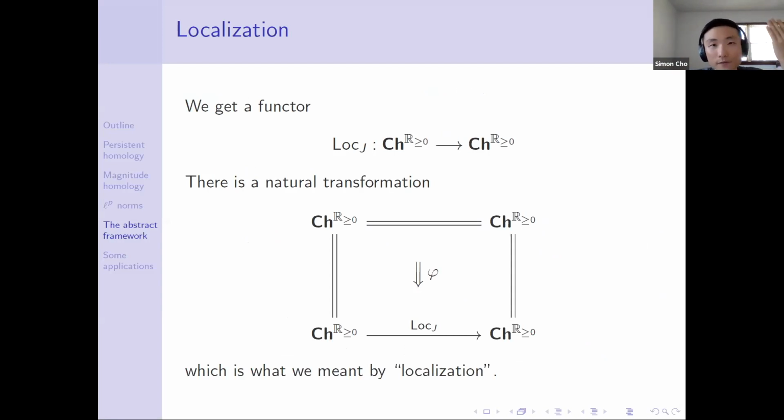So whatever your choice of J is, you get a functor from the category of indexed chain complexes into itself that just localizes. And you have a natural transformation. It's the unit of an adjunction, actually, which does what you would think it does. It kills off exactly the things that you need to kill off in order for it to be localized. So that's what I mean by localization. Again, it doesn't coincide with the usual homotopy theoretic notion of localization.